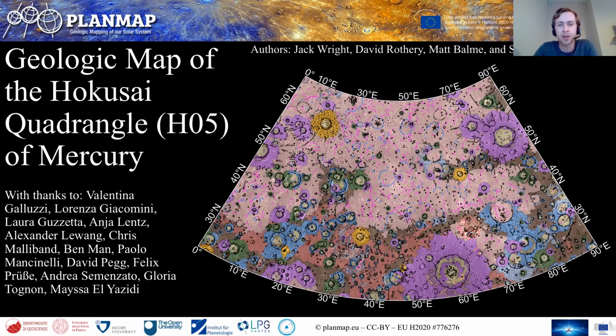And I'm going to talk about, briefly at the start of my talk, a European-wide effort to get all of the quadrangles of Mercury mapped. And so my thanks go to the people in the bottom left of this slide. These are all the lead mappers on various quadrangles, which I can show you on my next slide, please.